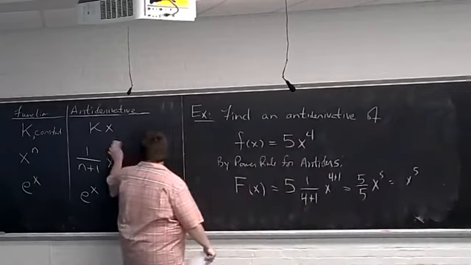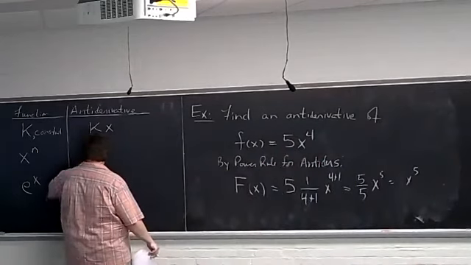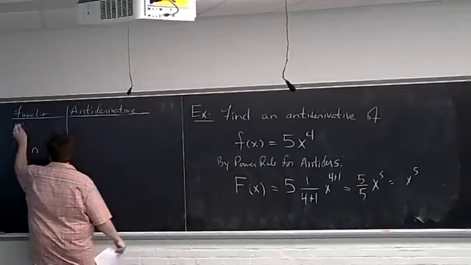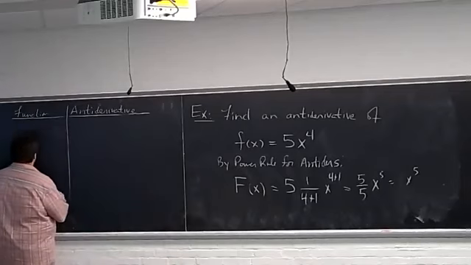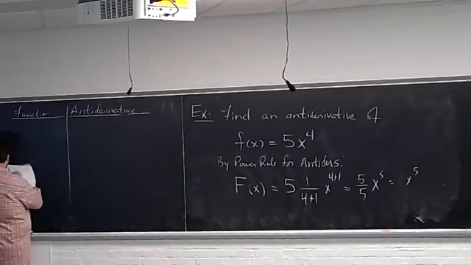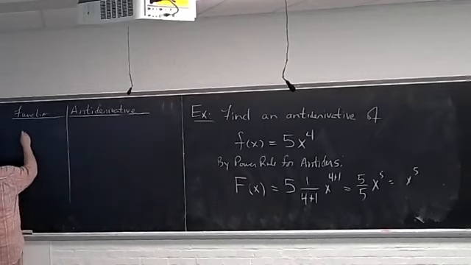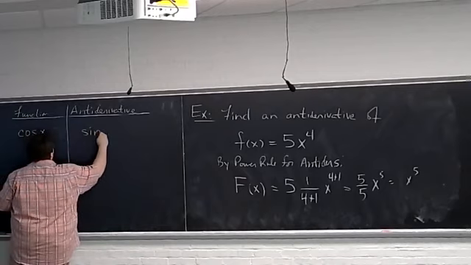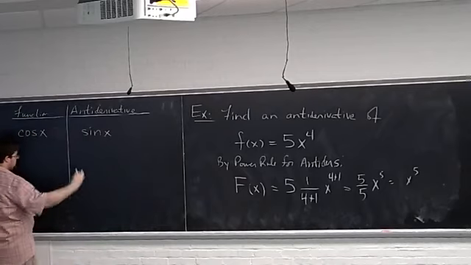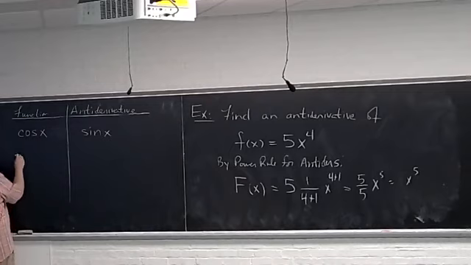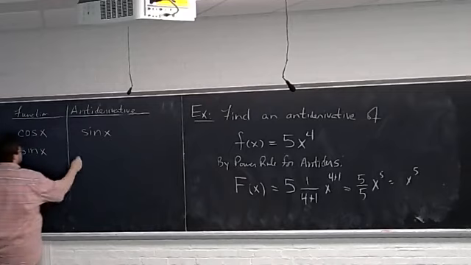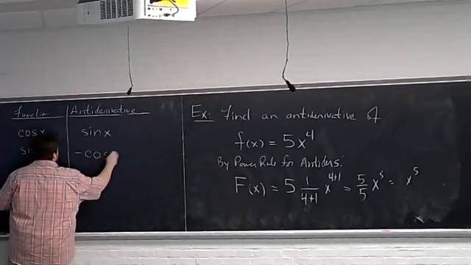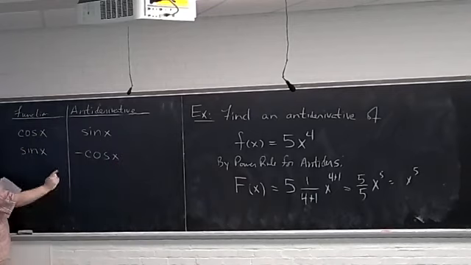Now, the other 6 rules just reverse the trig rules, so I'll write them here. Antiderivative of cosine x: sine x, because the derivative of sine is cosine. Antiderivative of sine x: negative cosine x, because the derivative of cosine is negative sine.